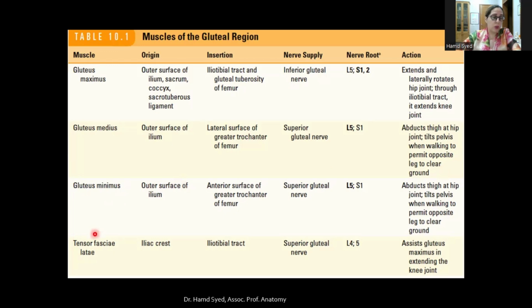Now, the fourth one in the superficial group of gluteal region is tensor fasciae latae. Its origin is from the iliac crest and it is inserted into iliotibial tract. So it assists the gluteus maximus in extension of the knee joint. And it is also supplied by superior gluteal nerve. So these three muscles, gluteus medius, minimus, and tensor fasciae latae, are supplied by superior gluteal nerve, whereas gluteus maximus is supplied by inferior gluteal nerve.